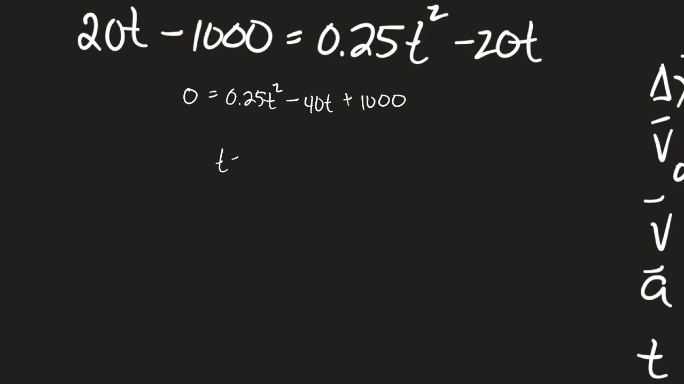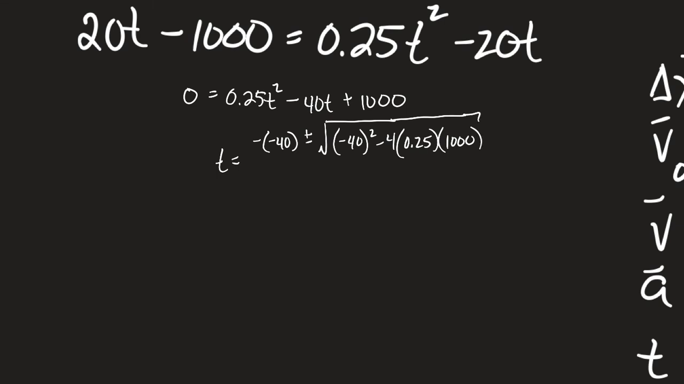So t equals negative b plus or minus the square root of b squared minus 4ac, divided by 2a.